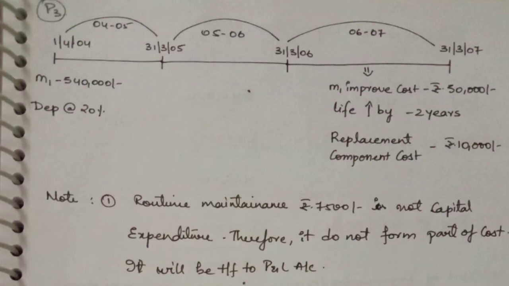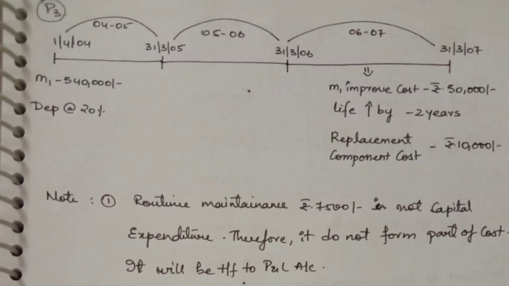And in the year 5-6, that is from 1st April 2005 to 31st March 2006, there are no transactions occurring. They have given directly during 2006-7. Okay, so in the question they have given directly 2006 and 7. So it means in 5 and 6 there are no transactions. So in the year 5 and 6 we only need to take the depreciation as on 31st March 2006. There are no other entries other than depreciation.